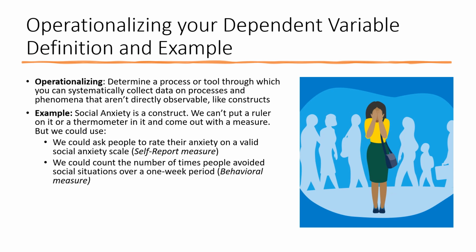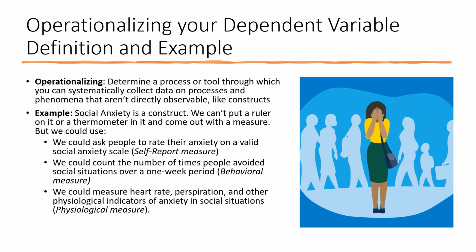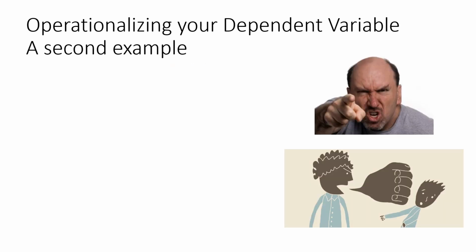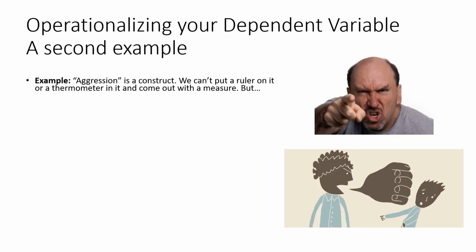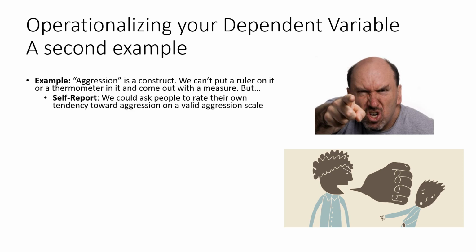We could count the number of times people avoided social situations over a 1-week period. That's a behavioral measure. We could measure heart rate, perspiration, and other physiological indicators of anxiety in social situations, and that is an example of a physiological measure. A second example, let's say we're interested in the variable aggression. Aggression is a construct. Once again, we don't have a clean way to measure it. So how could we do it? Well, again, we could go to self-report. We could ask people to rate their own tendency toward aggression on a scale that's been validated.